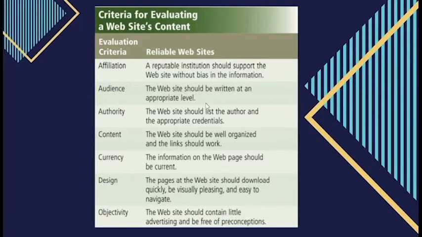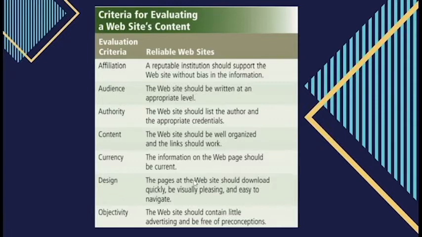And then we have the audience. So the website should be written at an appropriate level. And then the authority, the website should list the author and the appropriate credentials. And then we have the content, very important to your website that you're going to make. The website should be well organized and the links should work. Okay. And then currency, the information on the web page should be correct, should be updated.